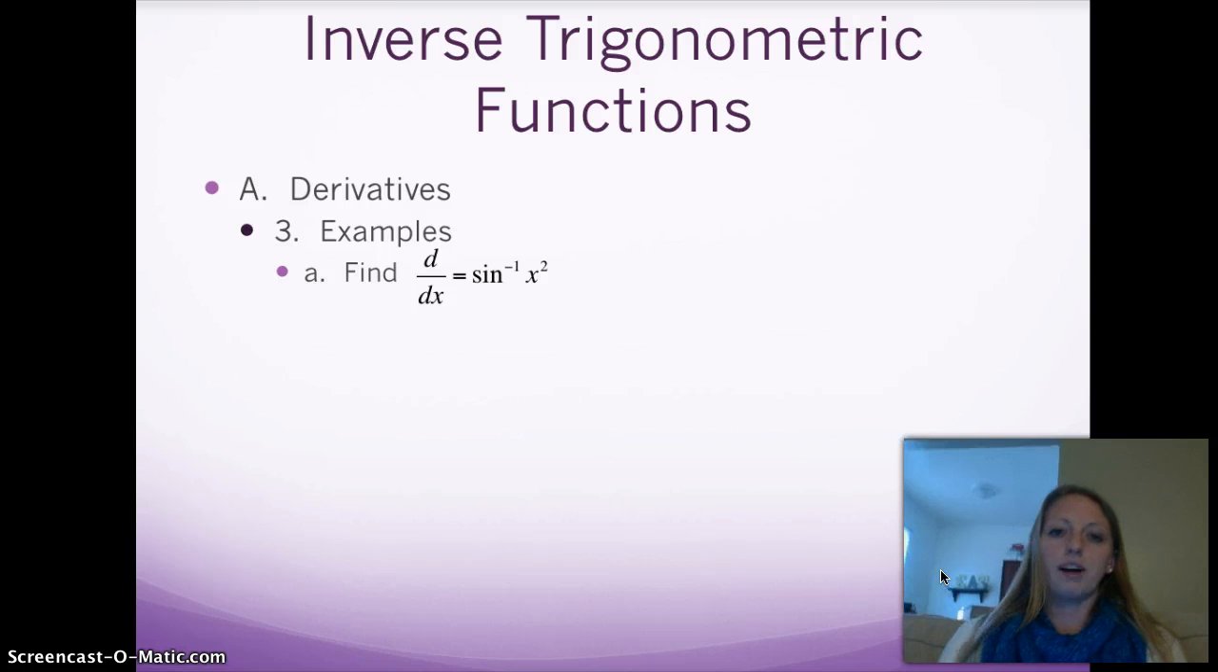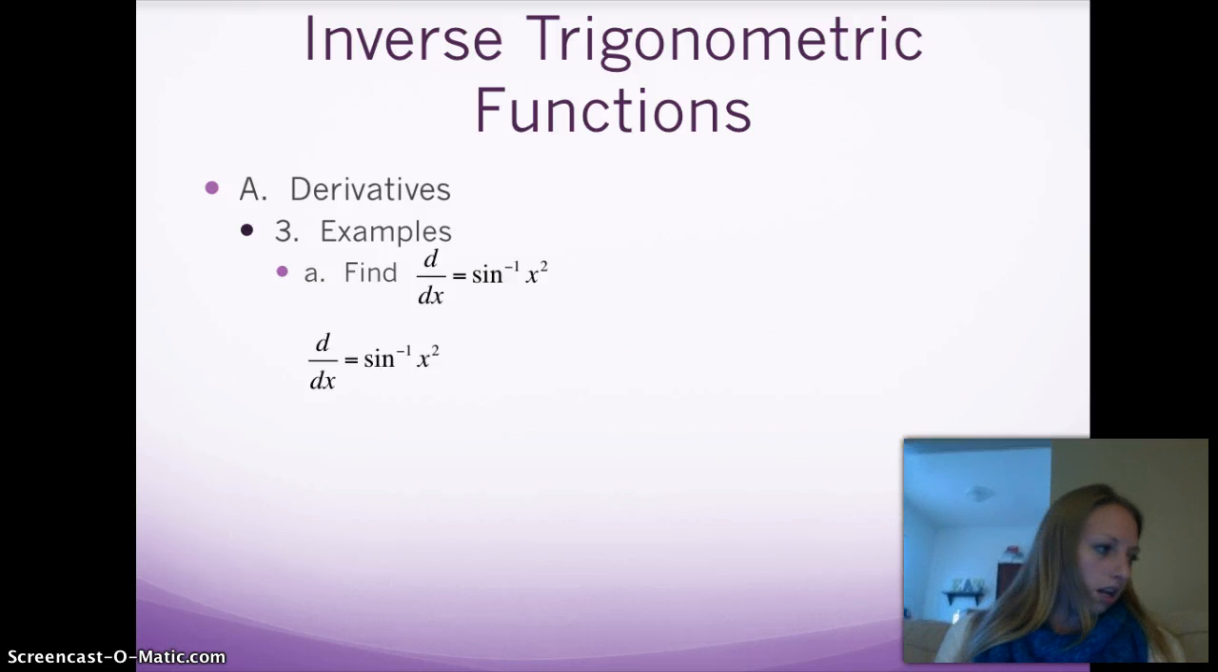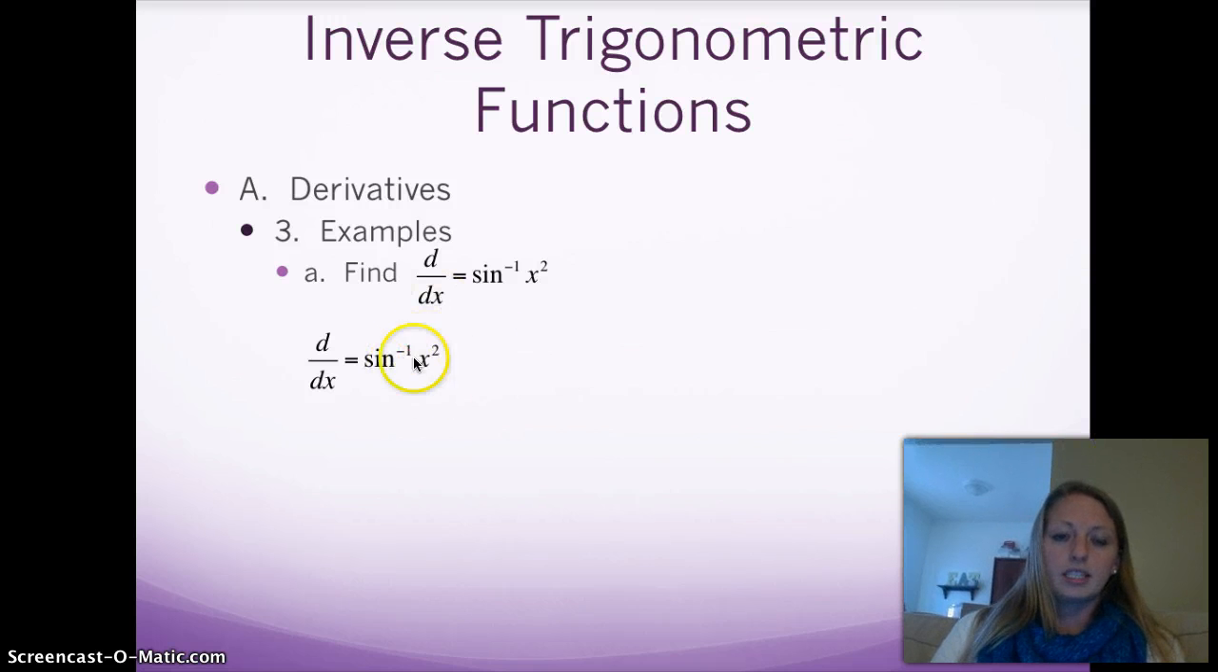So we know it's going to follow the format that we just had: 1 over the square root of 1 minus x squared. However, our x is x squared rather than just a plain x, so we might have to do some manipulation of it. So you have to account for the chain rule. What is the derivative of x squared? It's 2x. So we're going to get 2x over the square root of 1 minus x to the fourth.